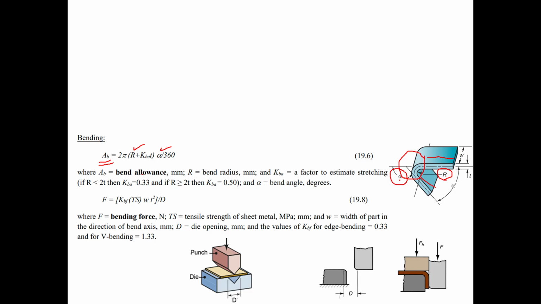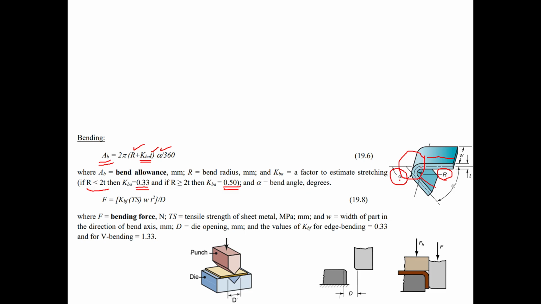And we've also got the thickness of the sheet metal, T, and there is a coefficient, KBA. KBA is a factor to estimate stretching. Its value can be computed from this equation. If R, which is the bend radius, is smaller than 2 times the thickness, then the value of KBA is 0.33. Otherwise, it is 0.5.